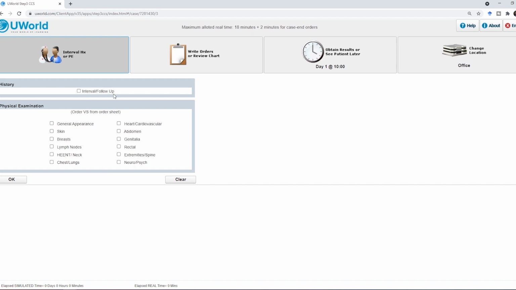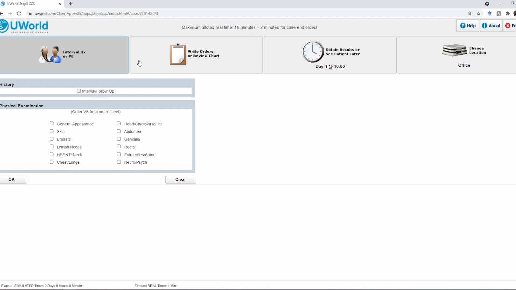The interval follow-up, this is something you usually order when the patient is admitted to the hospital and you want to check on their progress to see if there are any updates, or if the patient presented to the office and then was sent home and came back for a follow-up, you can order the interval follow-up.